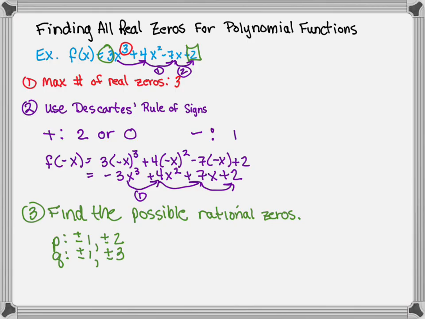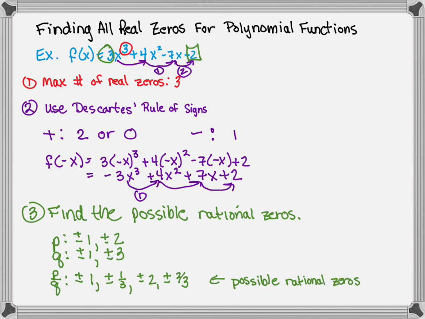And then we need to find all the different combinations of p over q. So we have plus or minus 1 over 1, which is plus or minus 1, plus or minus 1 over 3, which is plus or minus 1/3, plus or minus 2 over plus or minus 1, which is plus or minus 2, and then plus or minus 2 over plus or minus 3, which is plus or minus 2/3. So these are our possible rational roots, our possible rational zeros.